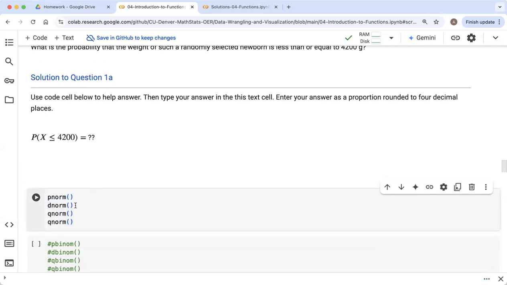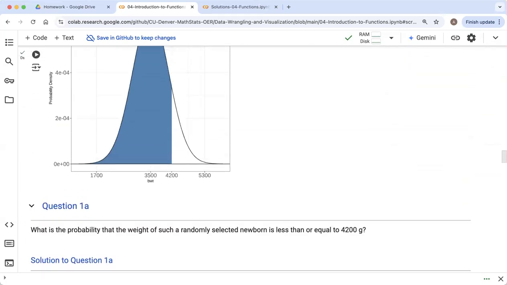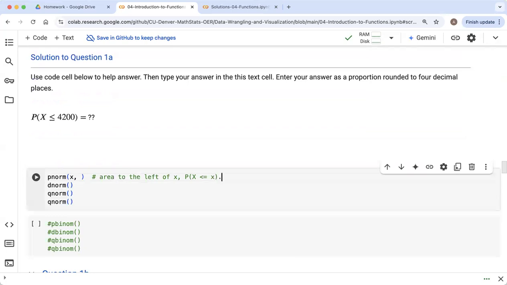So these are our options. This p-norm function is going to calculate the area to the left of x. So in other words, this is going to be the probability x is less than or equal to x. And that's exactly what we want here. So this is calculating this area in blue. That's exactly what we want to answer part A.